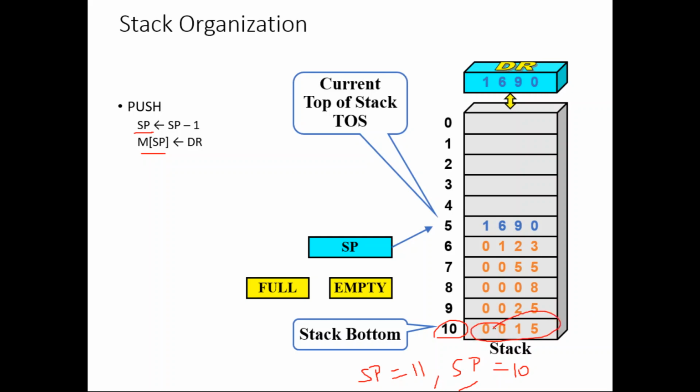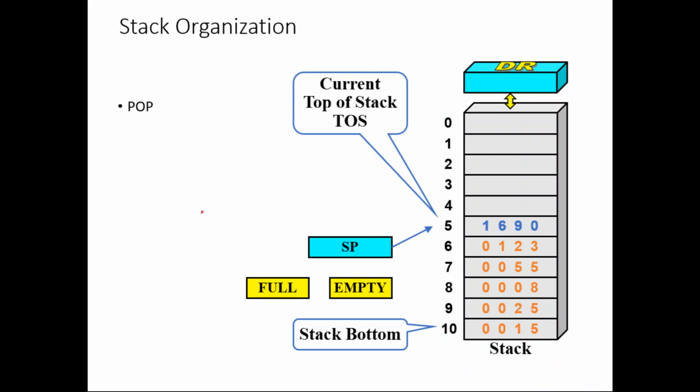Then how do we check whether the stack has become full? If you add one more item, SP will become 9. One more item, SP will become 8. Finally, when the stack becomes full, SP will become 0. So if SP is 0, then full = 1, meaning the stack is already full, and empty is false. So this is the logic for push.